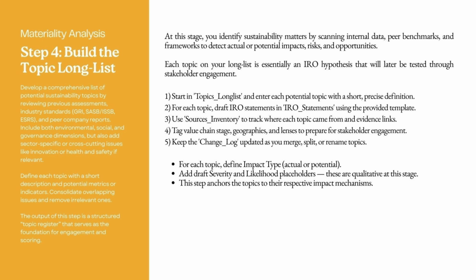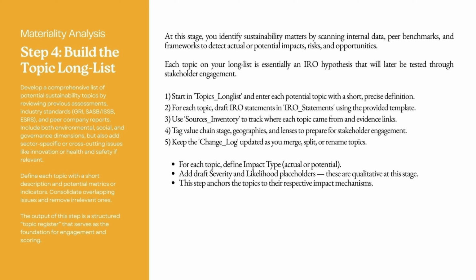The first action is to start in the topic's long list and enter each potential topic with a short and precise definition. Next, for each topic, IRO statements are drafted using the provided template. These statements describe how the topic could create impacts, risks, or opportunities. The sources inventory is then used to track where each topic originated. This includes internal documents, benchmarks, frameworks, and any supporting evidence. This step ensures traceability and auditability.